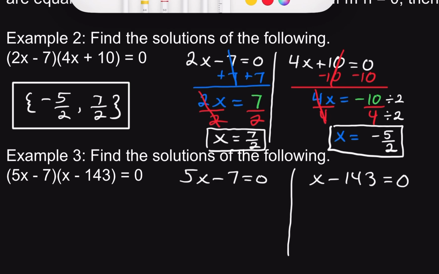Now, once again, we are subtracting 7 here. So the opposite of subtracting 7 is to add 7 to both sides. The 7s simplify each other out. Wrong terminology. They cancel each other out. So we're left with 5x equals positive 7. And then to get x by itself, we want to divide both sides by 5. Because the 5s will simplify each other out. And we're left with, for the first one at least, x equals 7/5.